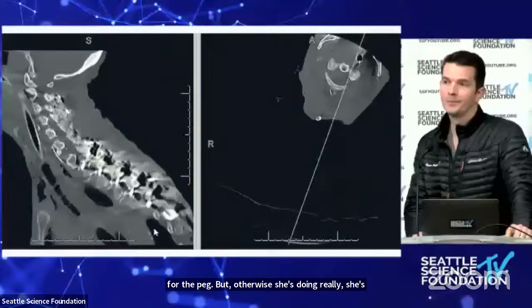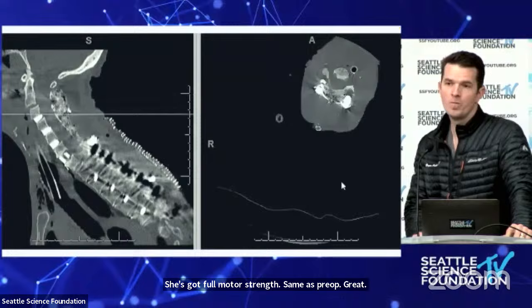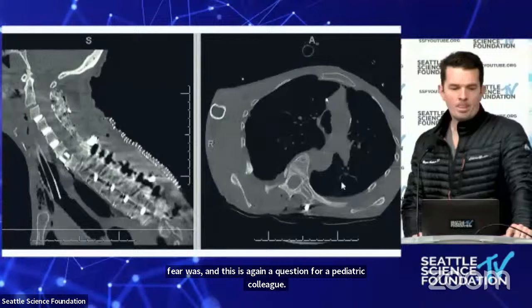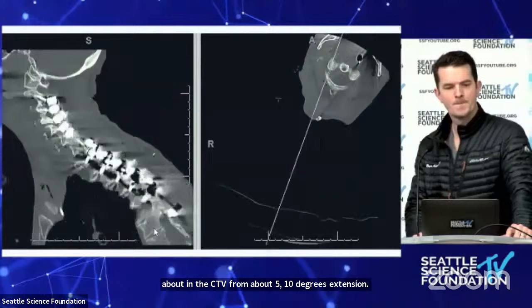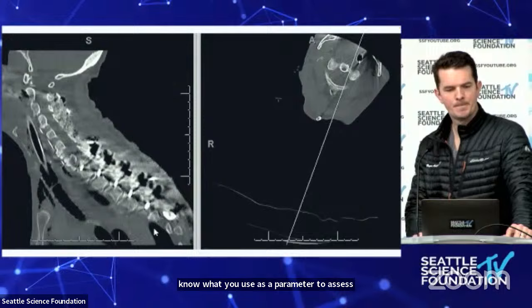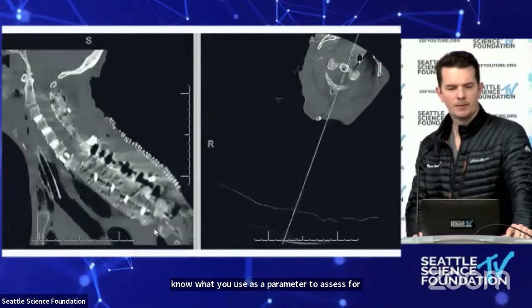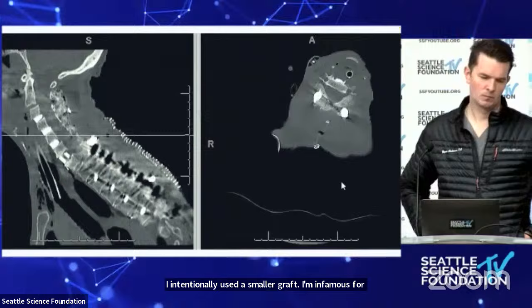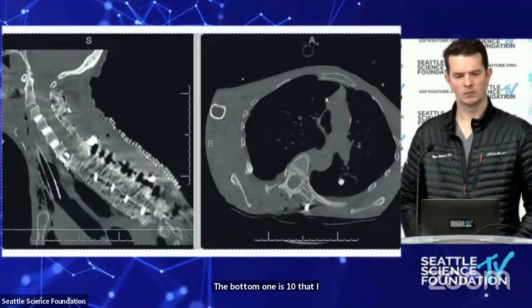Great. She has a neutral neck, but clinically now, my fear was, and this is again a question for our pediatric colleague, I look at the C1 ring, and in the CT reformat I may have given it about 5 to 10 degrees of extension. I usually try to have a pretty level ring. I don't know what you use as a parameter to assess for reduction, but clinically she looks overextended to me. I intentionally used a smaller graft. I'm infamous for using tall grafts, but these are like 6 and 7 millimeters. The bottom one is 10 millimeters that I hinged the spine around. Did I overextend her? Any hints on how to assess deformity corrections in a kyphotic neck?